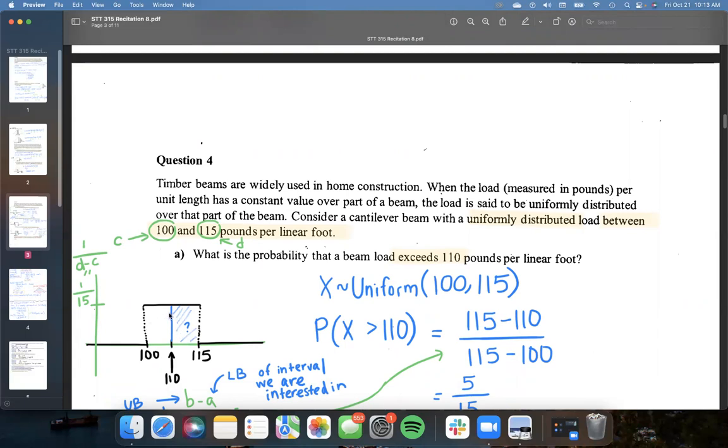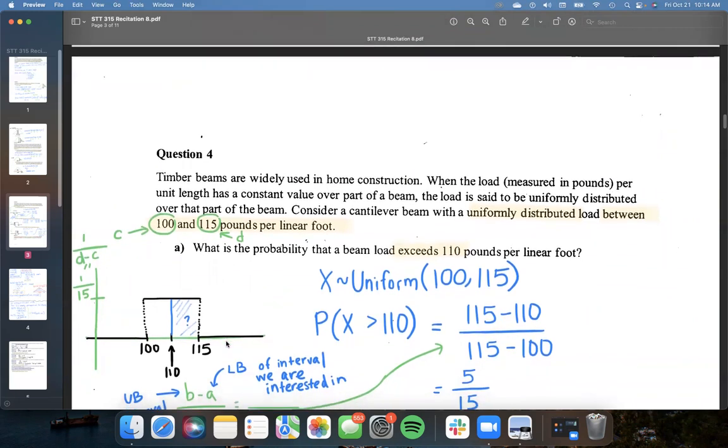And this height here is 1 over D minus C. And so our D is 115, our C is 100. So 115 minus 100 is 15. So the height of this is 1 over 15. So I start off by drawing what the density looks like of the uniform distribution.